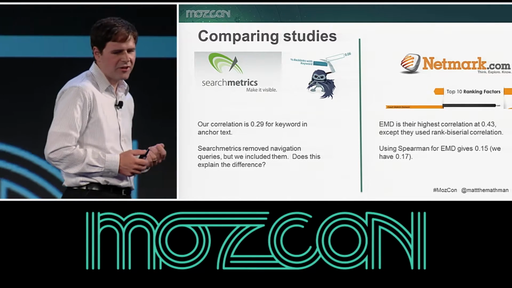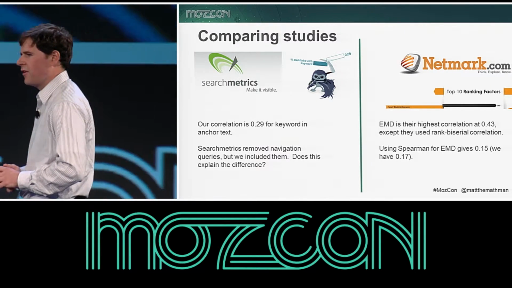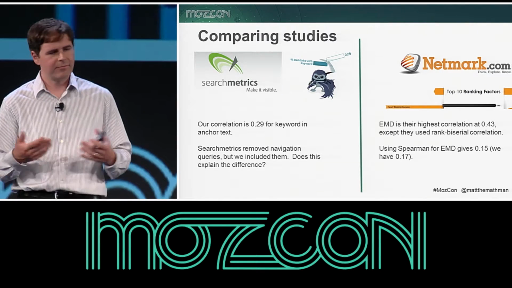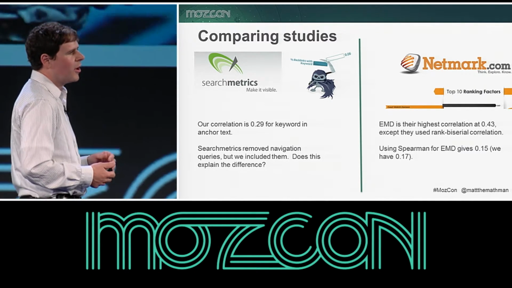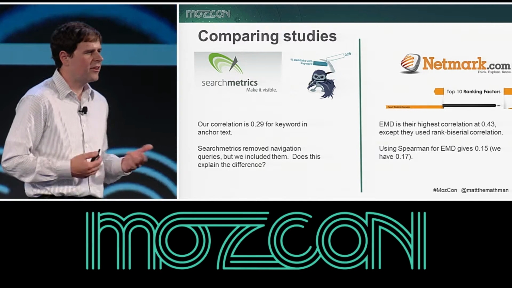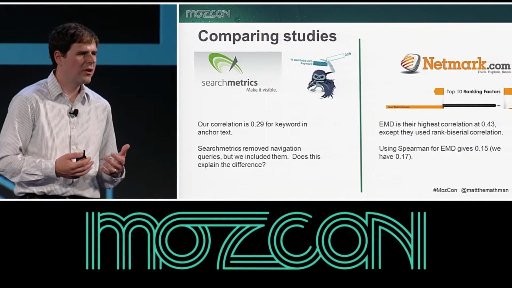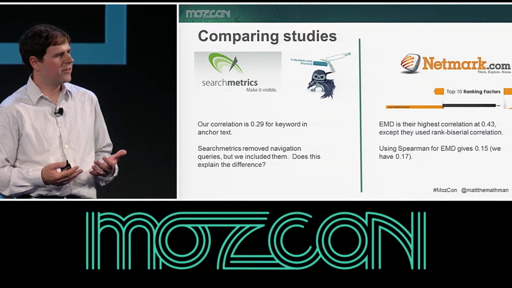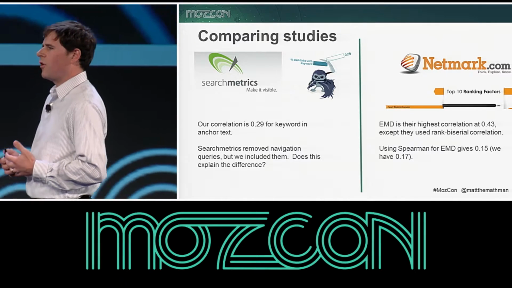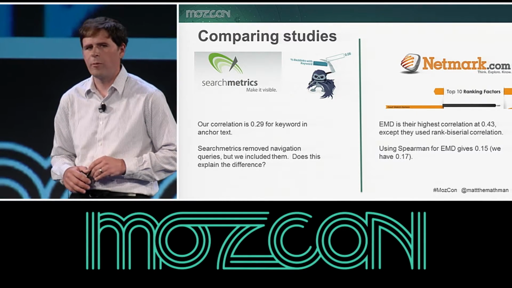Netmark. If you look at their study, their single highest correlation was exact match domain at 0.43. Much, much higher than any correlation that we found in our data. However, if you read through the methodology, they use what's called the rank biserial correlation. You probably don't care about what the rank biserial correlation is. In this case, because exact match domain is what's called a binary variable, it's basically 0, 1, technically speaking, rank biserial is actually the proper correlation to use, instead of the Spearman correlation, which we used. However, the rank biserial correlation in this case is mathematically equivalent to the Pearson correlation, which is the ordinary correlation value that you typically compute. And so if you actually compute the Spearman correlation with their data, they get a value of 0.15, which is really comparable to our value of 0.17.